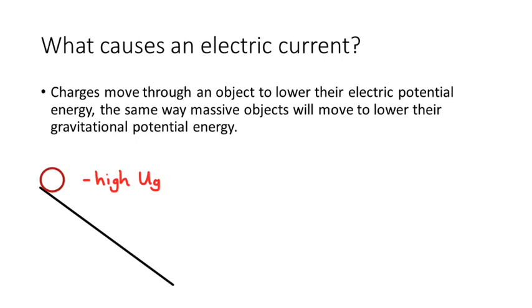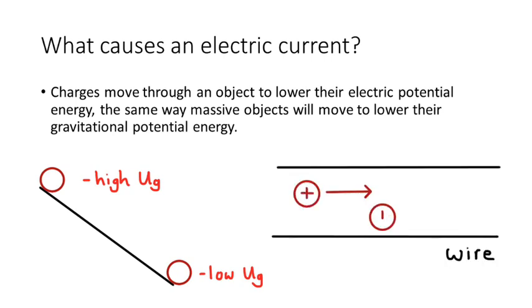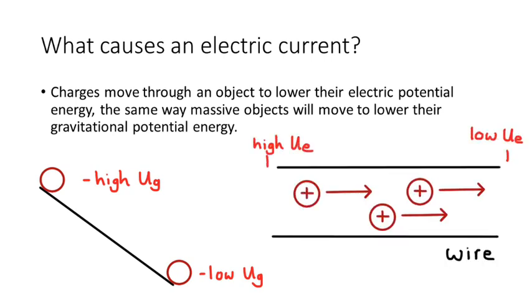So why do charges move? Well, charges move through wires or any other object for the same reason that any other object would move, and that is to lower their potential energy. So in Physics 1, we've talked a lot about things moving from high gravitational potential energy to low gravitational potential energy, like things rolling down ramps, for example. Electric charges move because of the same reason. They're moving from an area of high electric energy to an area of low electric energy. So typically, the high and low electric energy sources are the positive and negative ends of a battery. Let's get to that in just a minute.